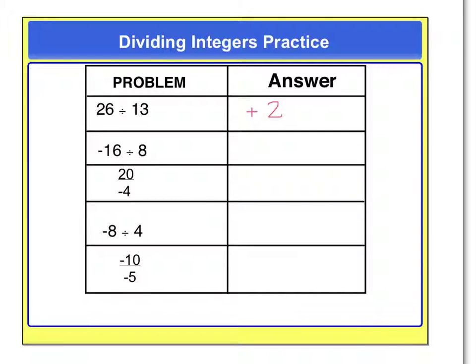We have one of each, so our answer will be negative. 8 goes into 16 2 times, and we've got a negative. We have one of each, so our answer will be negative, and 4 fits into 20 5 times. The next one, we have one of each, our answer will be negative. 4 fits into 8 twice. The next one, we have both negative, so our answer will be positive, and 5 fits into 10 2 times.